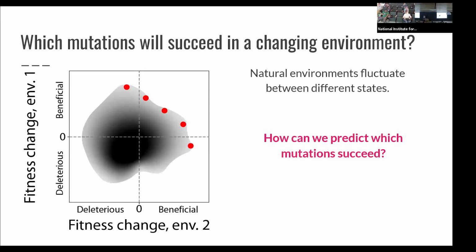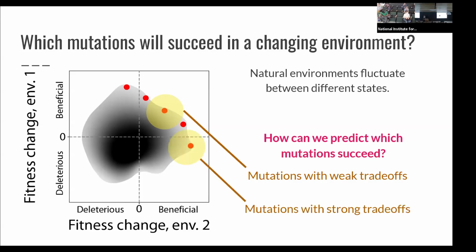But we know that natural environments often fluctuate between different states, and then this problem becomes a bit harder. For example, one guess might be that the best mutations will be those that have weak or no trade-offs, by which I mean that they have similar fitness in both environments. So I'm using a pretty broad definition of trade-offs here. That makes sense. This highlighted mutation is unconditionally beneficial, so it makes sense it would do well. But we could also have mutations like this one, which we could say have strong trade-offs. For example, this mutation is really beneficial in environment 2, but is actually deleterious in environment 1.